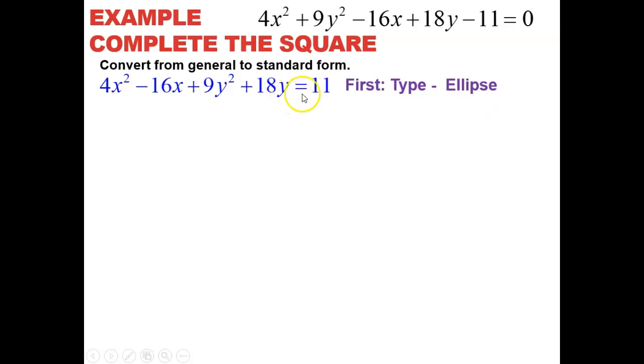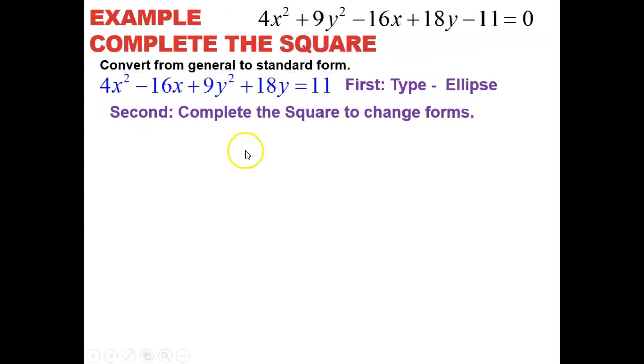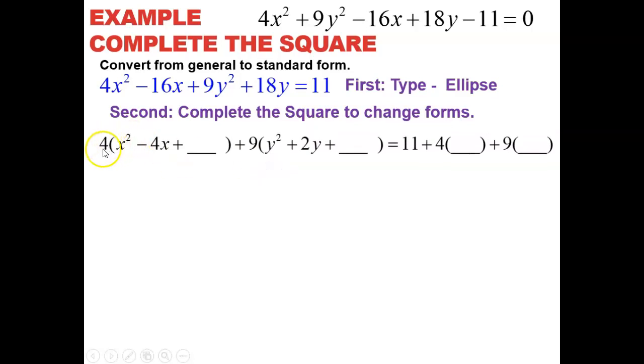Then I'm going to move the constant number to the other side. Once I do that, I have to remember from Algebra 2 that when we complete the square, whatever's in front of the square term has to be 1. It can't be any other number, so we have to factor that out. And so I pull the 4 out, and then I'm going to add something to it, and I pull the 9 out, and I'm going to add something to it.